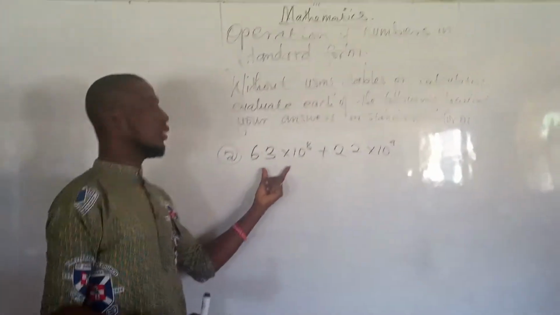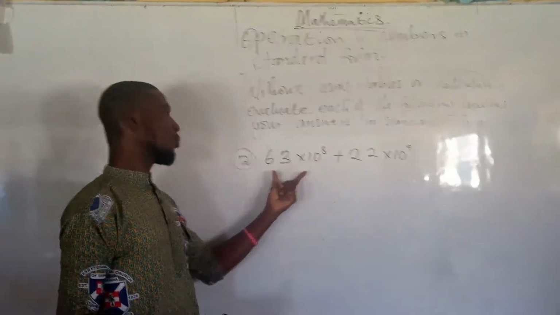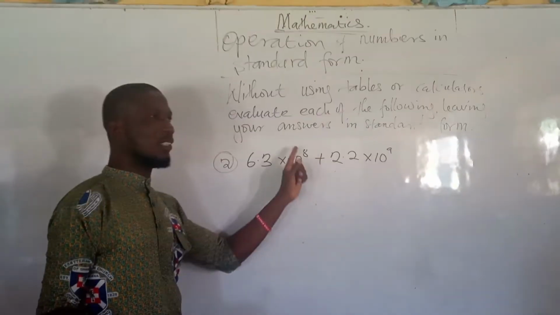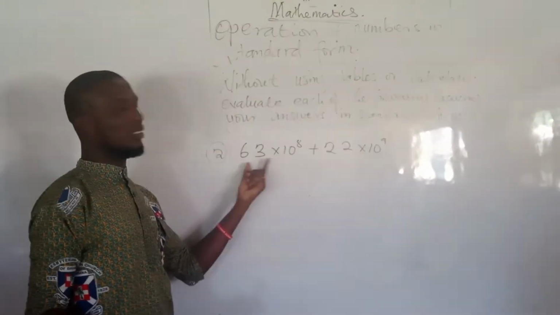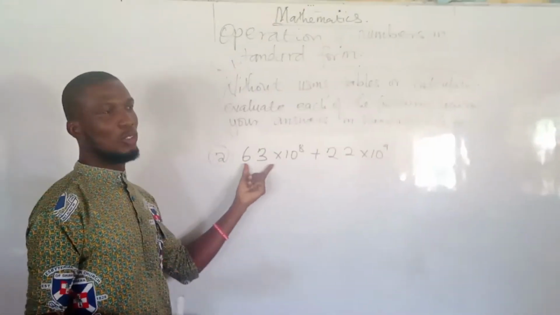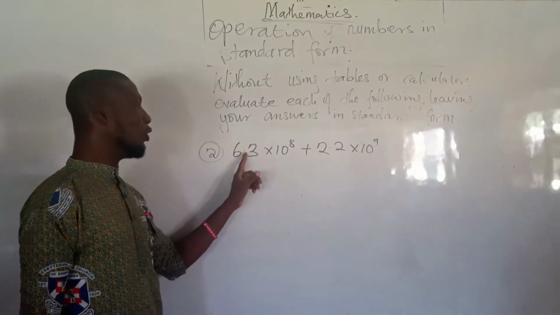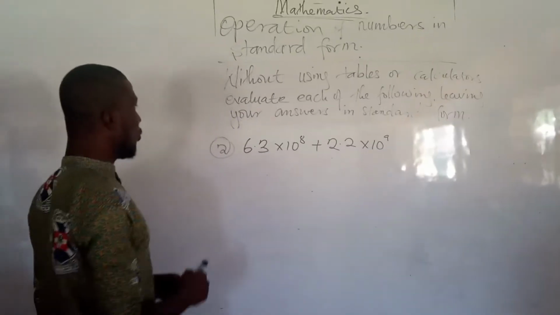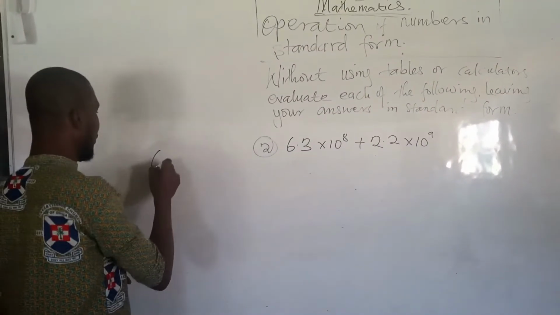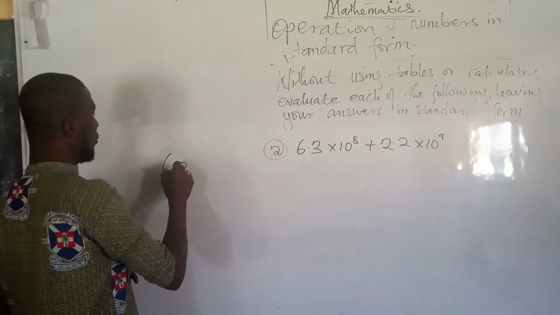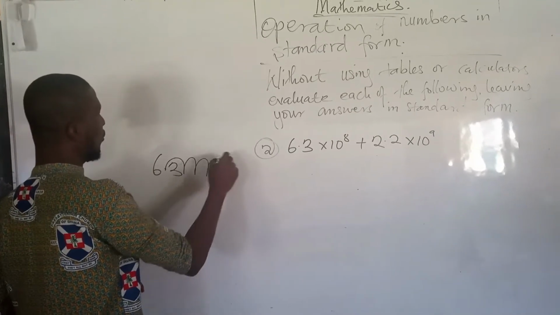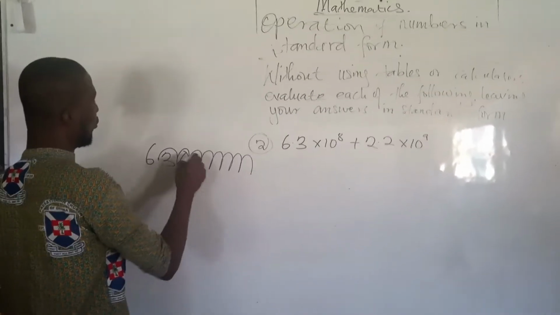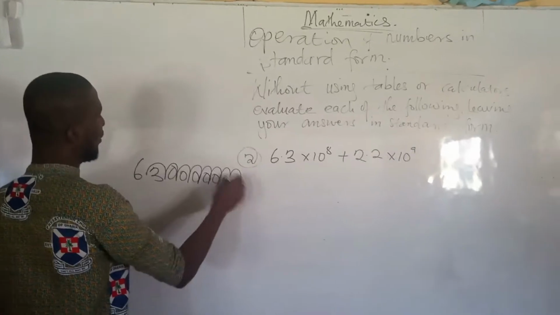Looking at the first term, this is 6.3 times 10 exponent 8. The positive exponent 8 means that for us to get the original number back in the ordinary form, not in standard form, we need to move this point from here to the right 8 times. That is what this number in standard form gives us. So that will be 6.3. We are moving the point to the right 8 times: 1, 2, 3, 4, 5, 6, 7, 8. Then we fill in all of these with zeros: 1, 2, 3, 4, 5, 6, 7 zeros.